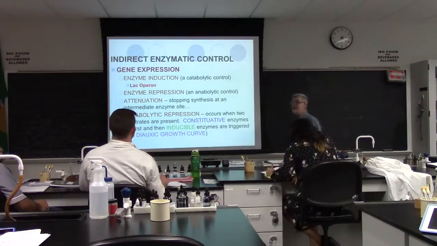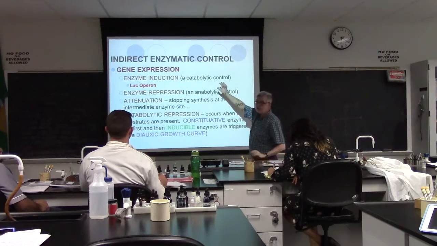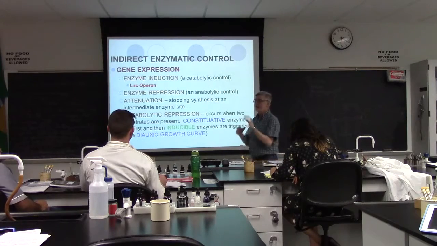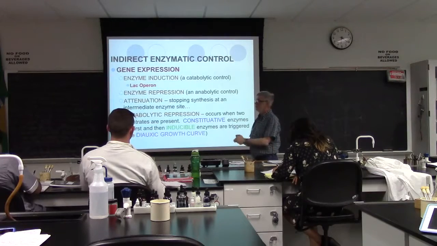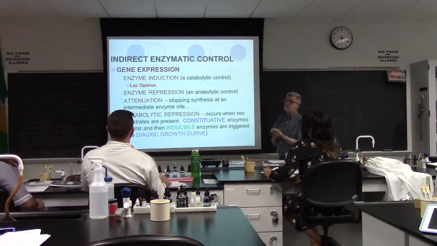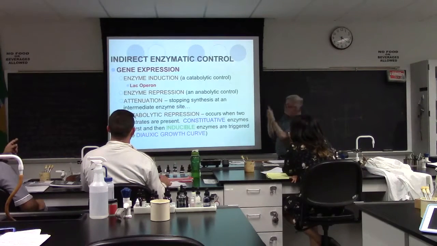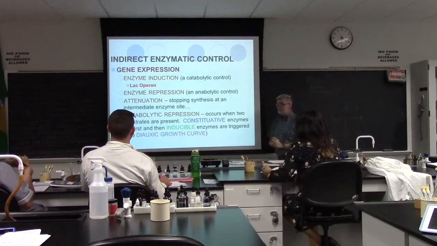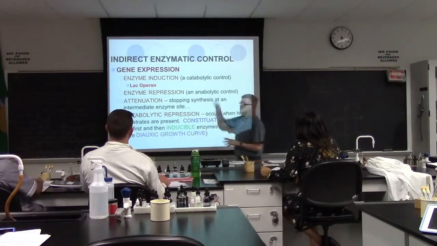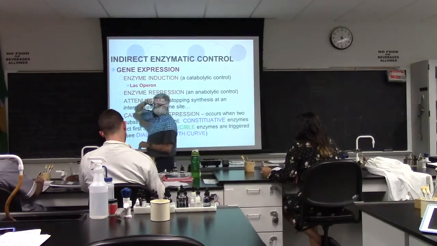First of all, again, indirect or genetic control of enzymes is organized from the least efficient to the most. So which one uses the most ATP of these methods? Enzyme induction. And which one uses the least? Catabolic repression.